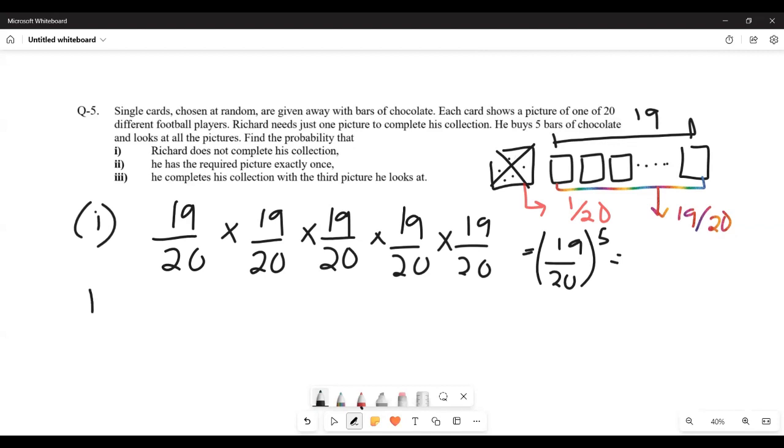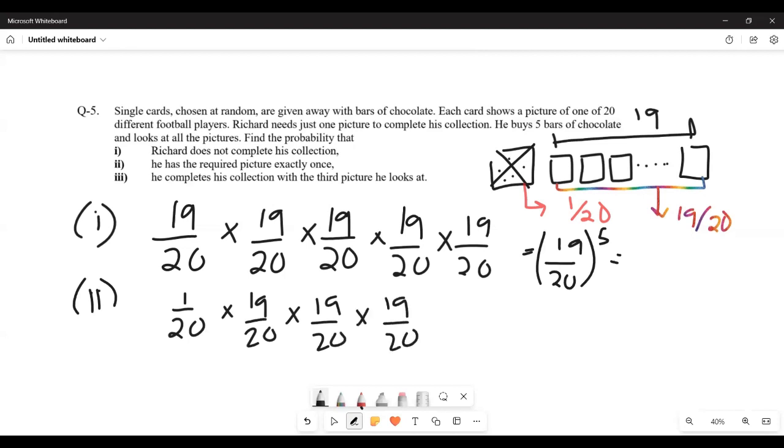Okay, part 2. He has the required picture exactly once. अब इन 5 times में से एक टाइम पे उसके पास वो रिक्वायर्ड कार्ड आ गया. So that would be 1/20. हम एज्यूम करते हैं फर्स्ट टाइम पे उसके पास आ गया, फिर नहीं आया, फिर नहीं आया, फिर नहीं आया और फिफ्थ टाइम पे भी नहीं आया. This would be the case that he gets the desired card in the first chocolate, but does not get it in the remaining 4 chocolates.